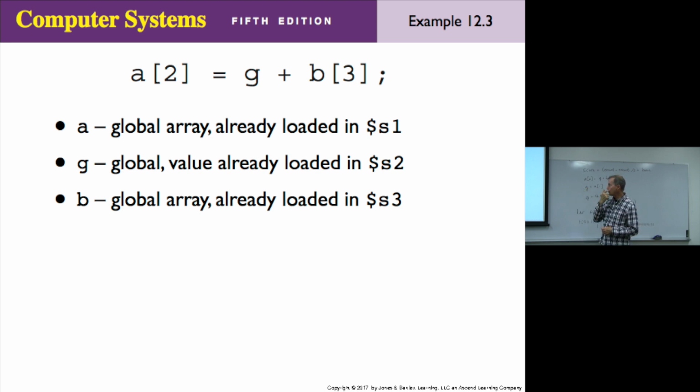So A is a global array. We'll assume this time that it's already loaded into $S1. G is a global value, we'll assume it's already loaded into S2. And B is a global array, and that's already loaded into S3. So now when we say the array is loaded, what do we mean? We mean the address of the first byte of the array.